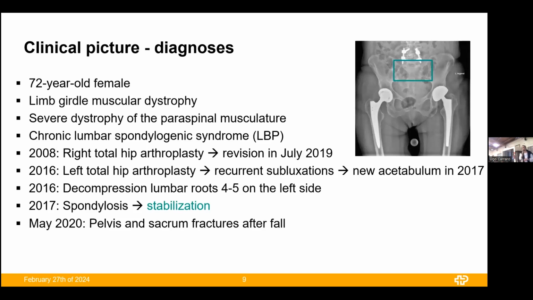So I would like to talk about a lady, 72 years old, and she presents with severe dystrophy of the paraspinal muscles. As you can see from the slide, she has chronic lumbar spondylogenic syndrome, which also led to spondylosis, stabilization of the lumbar spine, low back pain, a history of hip arthroplasty on both sides, and sacrum and pelvis fractures after a fall in May 2020.